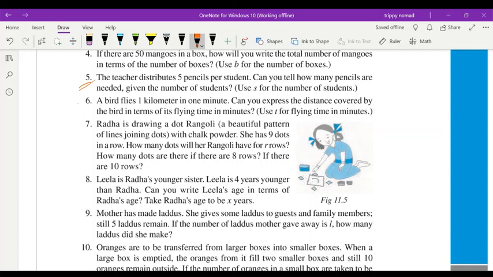All these questions will remain the same. Up to question 6 you will finish these sums and write the formula for them. And from the 7th, in the next class we will discuss.